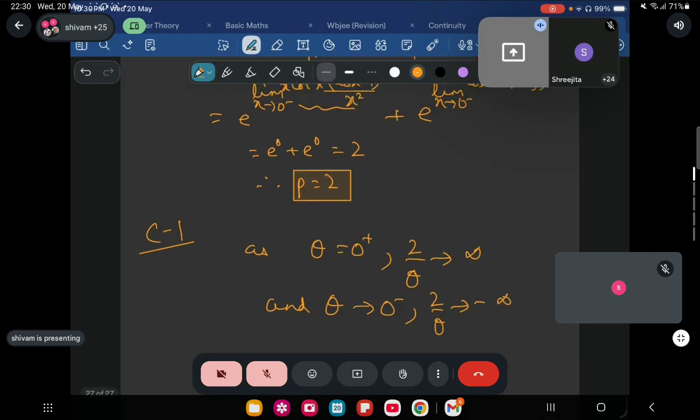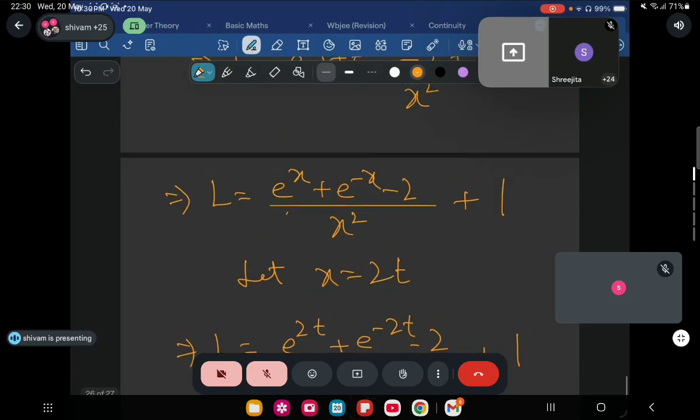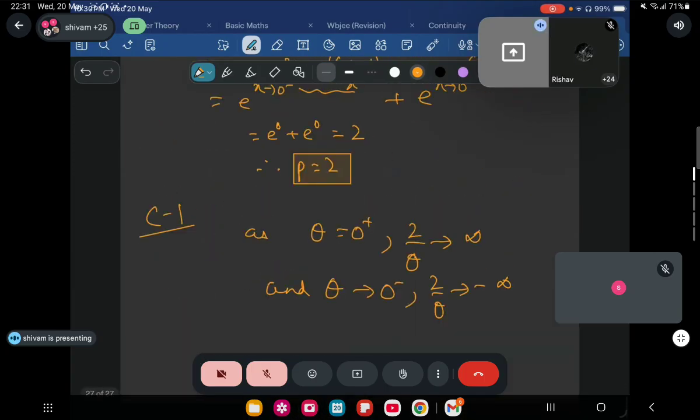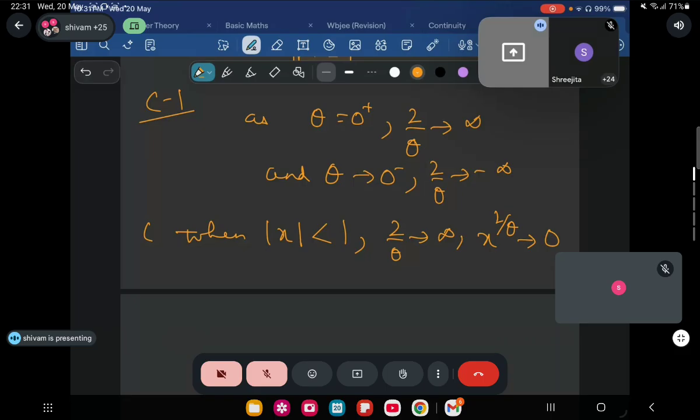Okay, so we need to understand what will happen with x. Basically, the power is infinity, whether it is positive infinity or negative infinity. So there can be two cases, like we used to define around 1. Case 1: when mod of x is less than 1 and 2 by theta tends to infinity, you can understand that x to the power 2 by theta will tend to 0.